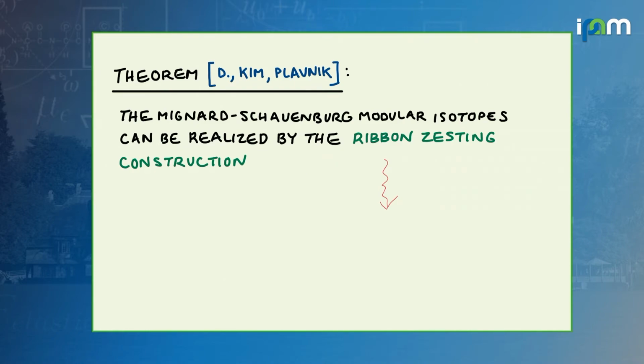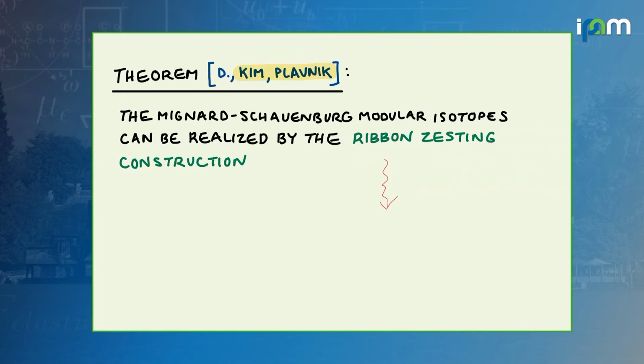And I'm telling this story like this happened seamlessly, but some number of years later, after this construction called zesting came onto the scene, we realized that these modular isotopes could be realized through zesting. And so this was a new way to think about these modular isotopes that we didn't have before. And this is work together with Sung Kim and Julia Plavnik. And I mentioned both of these people are here if you want to chat with them about this.